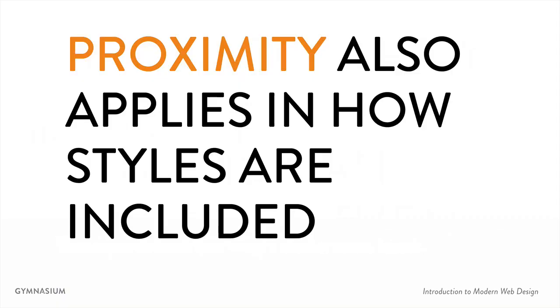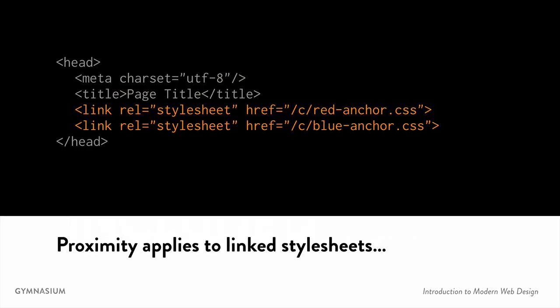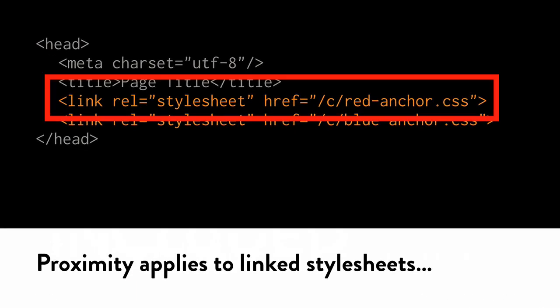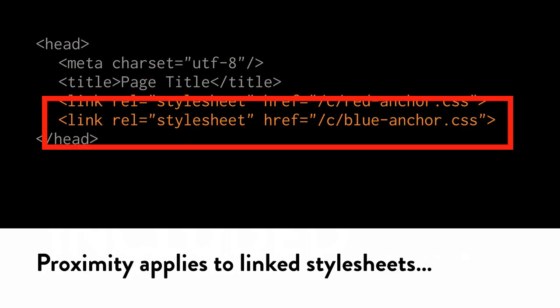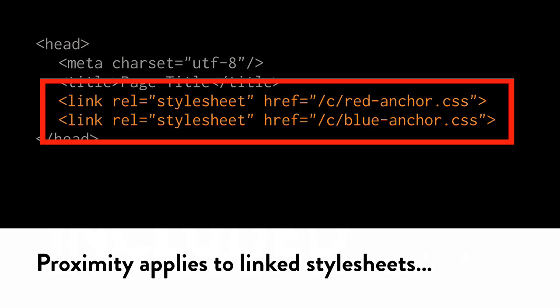Now proximity also applies in how your styles are included. So if you had two linked style sheets, here we have one style sheet that's including, let's just say, red anchors, and one that's including blue anchors. In this case, because the blue anchor comes second, it would override the red anchor CSS. It doesn't mean it kills the whole CSS file, but even though those two rules are in two separate style sheets, the blue anchor one is defined second, so the red anchor one is thrown out.